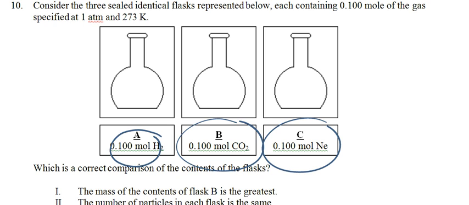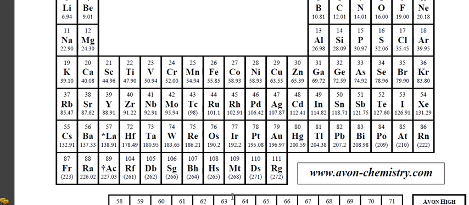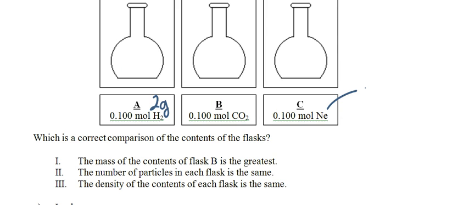Okay, let's get back here. So, let's erase those. Now, the mass of the contents in flask B is the greatest. Well, hydrogen will have a molar mass of around 2. Neon has a molar mass of around, I think, 20. Let me double check that. Neon, yeah, about 20.18. So, 1 mole of that is 20 grams. And carbon dioxide is around 44. So, that one's true. That one's good.